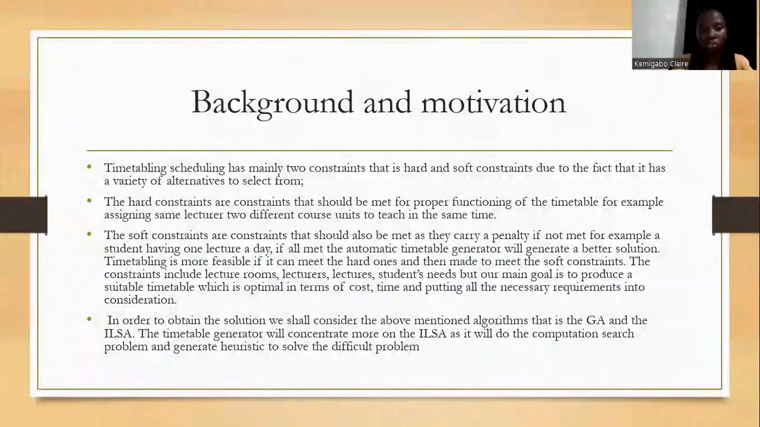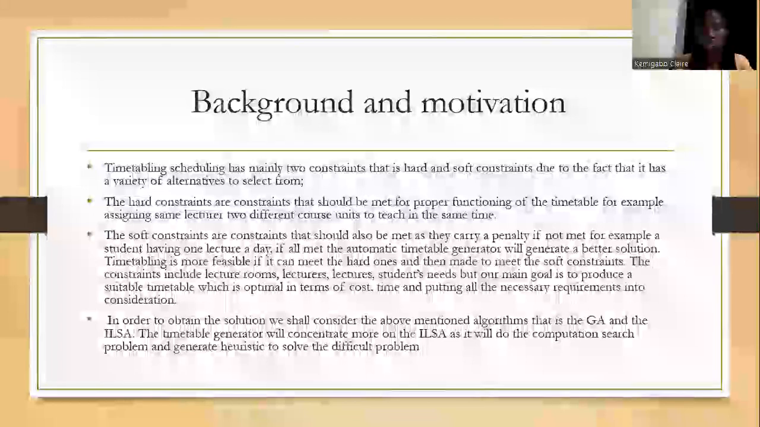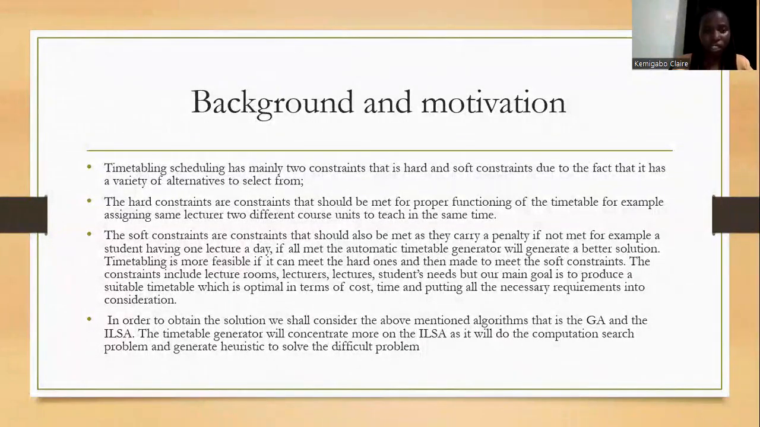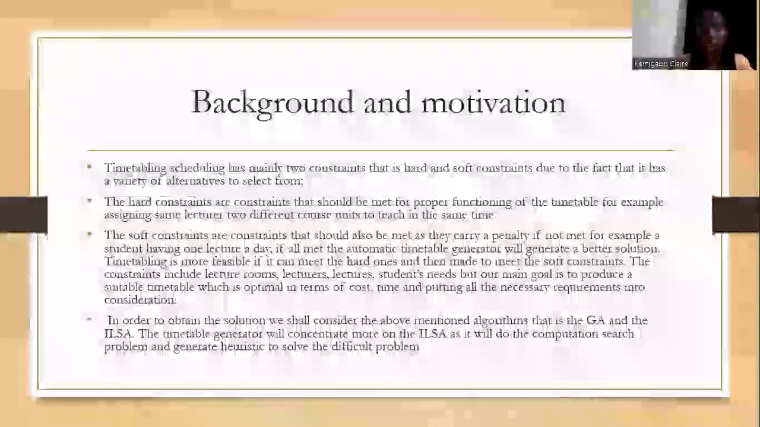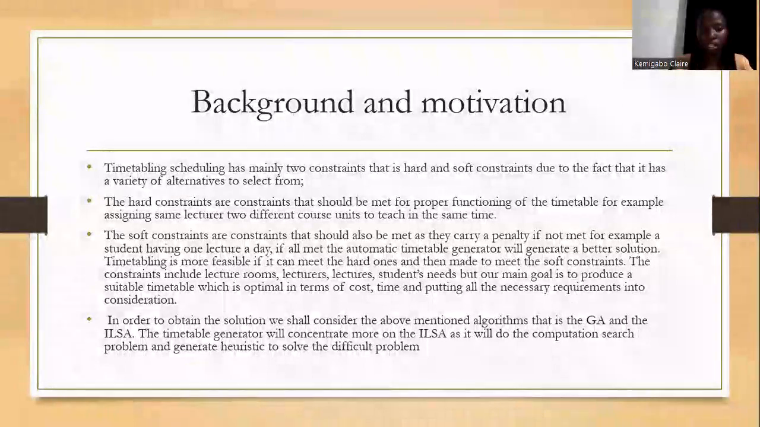Then the soft constraints, the constraints that should also be met as they carry a penalty if not met. For example, a student having only one lecture a day, that is a soft constraint, but you can easily do away with it. And in order to obtain the solution to those constraints, we're going to be using the genetic algorithm and iterated local search algorithm.